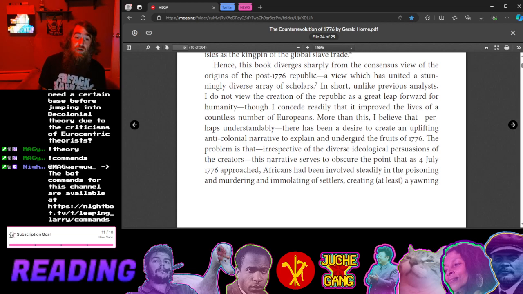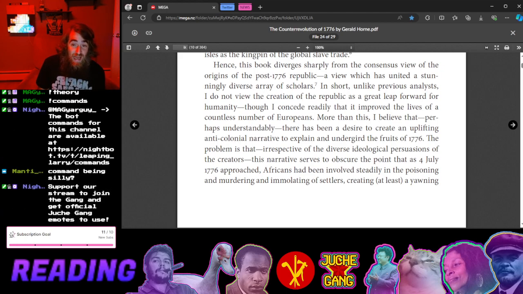Hence, this book diverges sharply from the consensus view of the origins of the post-1776 Republic, a view which has united a stunningly diverse array of scholars. In short, unlike previous analysis, I do not view the creation of the Republic as a great leap forward for humanity, though I concede readily that it improved the lives of a countless number of Europeans. More than this, I believe that perhaps understandably, there has been a desire to create an uplifting anti-colonial narrative to explain the underpinnings of the fruits of 1776.